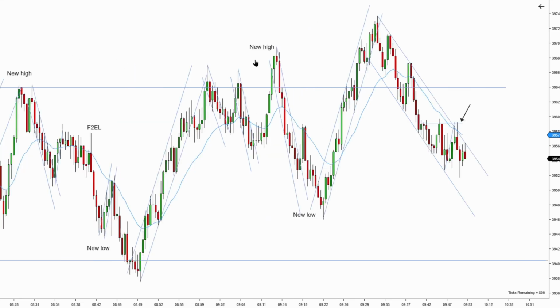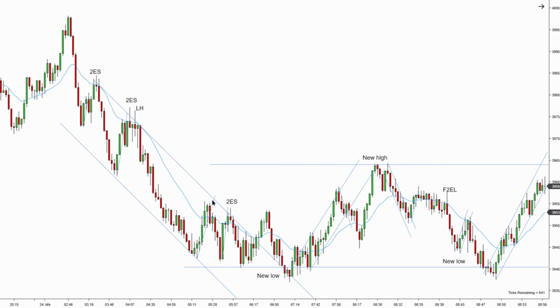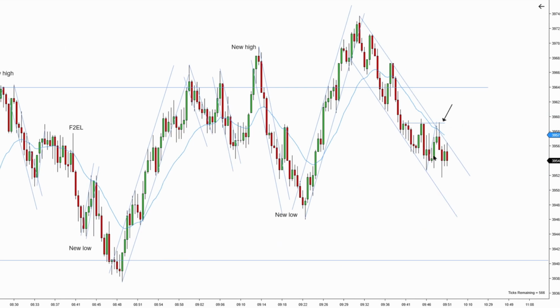Just like I mentioned earlier, this is what I'm trying to do. Identify clean 2-legged pullback at the key entry point. And this was one of those clean 2-legged pullbacks at the key entry points.